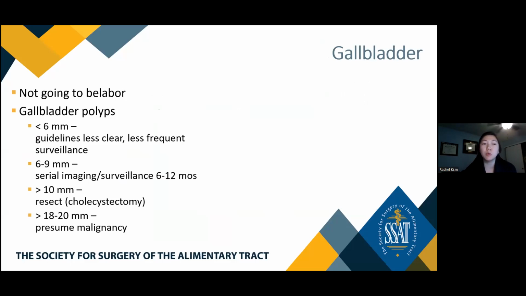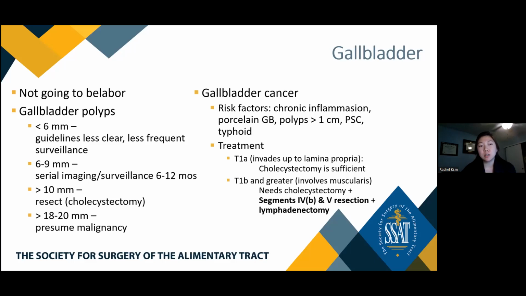And if you get over 1 centimeter or 10 millimeters, a cholecystectomy is indicated as well. And if they're large enough, in the 2 centimeter range, then you treat them like they are presumably gallbladder cancer. Gallbladder cancer, just to remind you, has risk factors of chronic inflammation, polyps of greater than 1 centimeter, and PSC, primary sclerosing cholangitis, is also a big risk factor. I think the big scenario that we often get is you do a cholecystectomy, and the pathology comes back with foci of gallbladder cancer. What do you do?